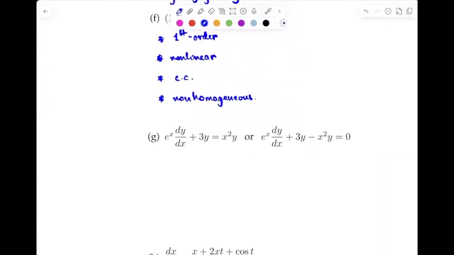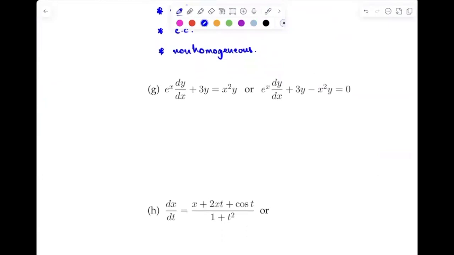Now for G, you have e to the x times dy dx plus 3 times y equal to x squared times y. If you notice on the right-hand side, you still have a dependent variable, and therefore what you want is to move all the dependent variable and its derivative to one side of the equation before you do the classifications. So when you move that, this is the new equation you got. So this is the first order differential equation.